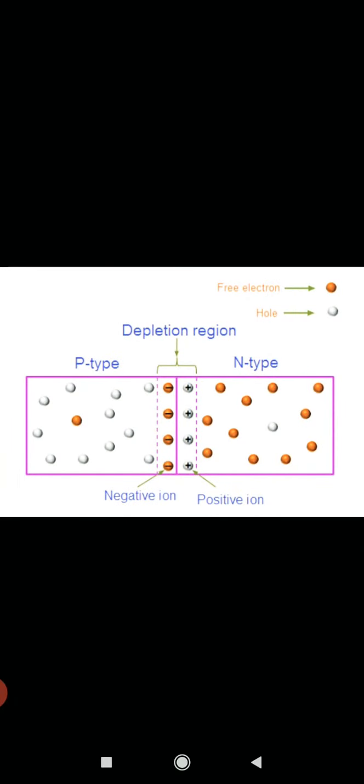This is a diagram showing a p-n junction. One side is a p-type semiconductor and the other side is an n-type semiconductor. In p-type semiconductor, the majority charge carriers are holes, and in n-type, the majority charge carriers are electrons. From the p side, the holes drift to the n side, and from the n side, the electrons drift to the p side. So diffusion of electrons and holes takes place.